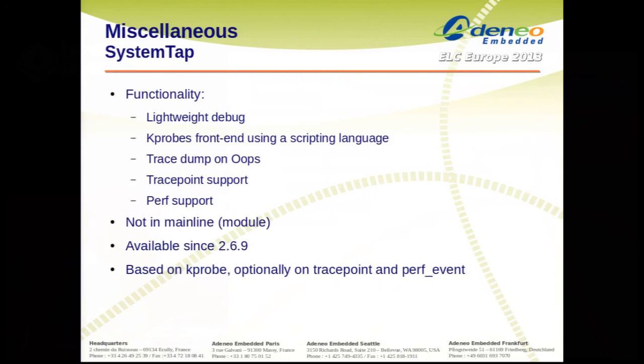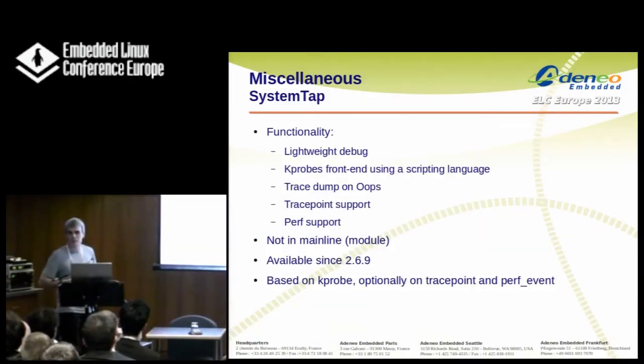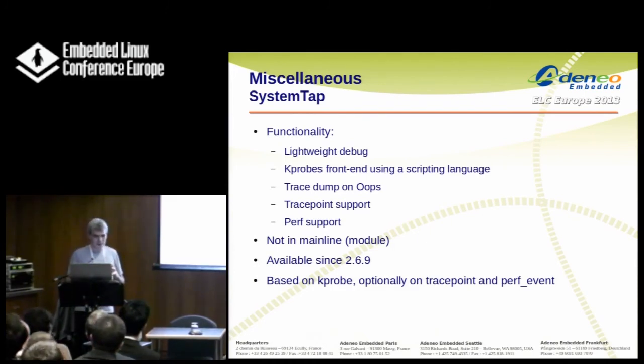Some tools quite important also. SystemTap. SystemTap is quite a part of the kernel tooling. It has support for all the debugging features of the kernel. So kprobes, and it can do lightweight debugging with kprobes. It has support for trace points and for perf, so it's quite an all-in-one tool that will use all the kernel features to try to give you information and debugging.